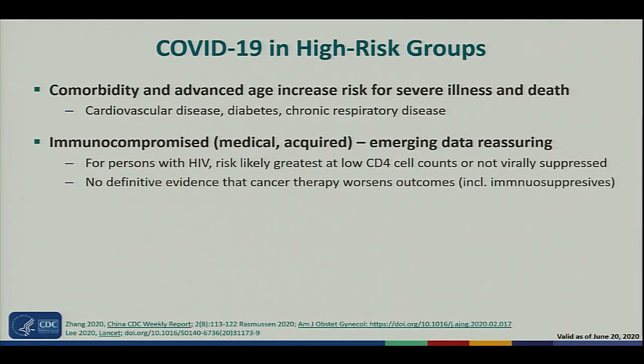Also, reassuringly, immunocompromised persons, the data seem pretty good right now. Other than for persons with acquired immunodeficiency from HIV, we haven't really seen a strong signal of risk in this country, although we continue to expect that people with a low CD4 cell count or not virally suppressed could fare worse. And likewise, interestingly, there's no definitive evidence that cancer therapy worsens outcome, including immunosuppressive cancer therapy. Next slide, please.